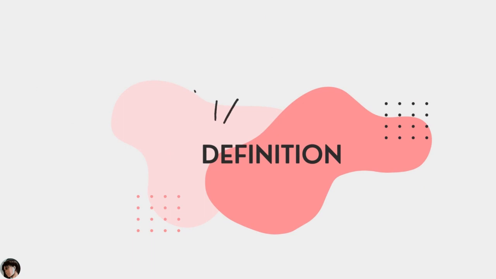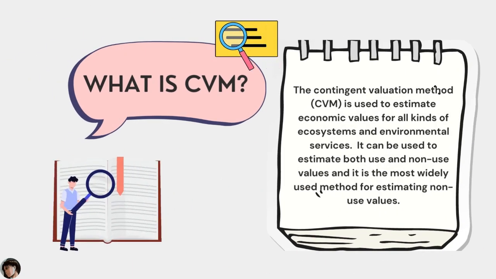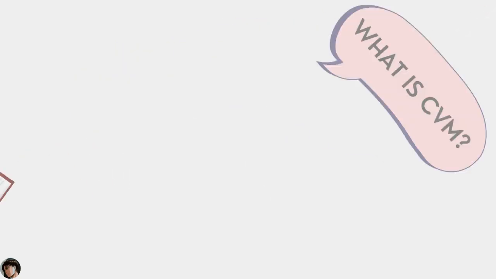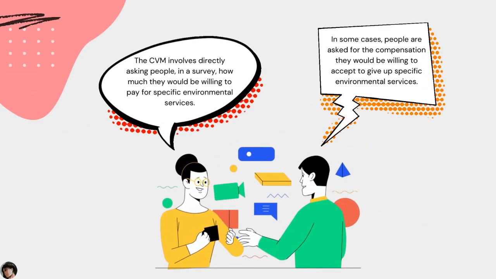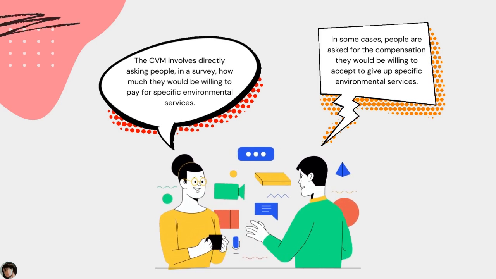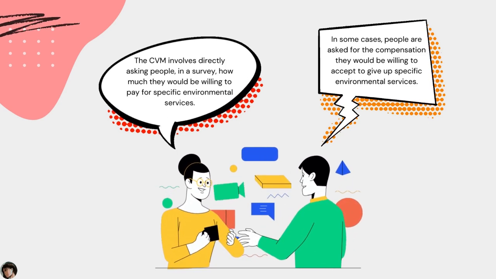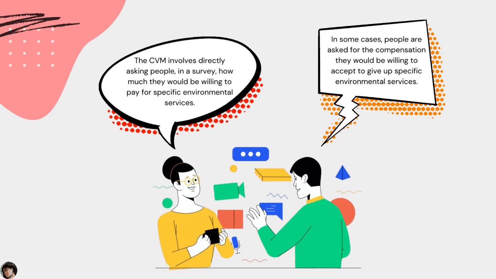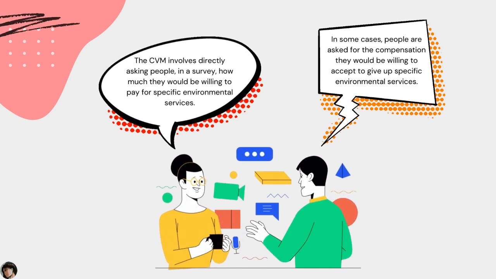Okay, we will go to the definition of the contingent valuation method. What is CVM? The contingent valuation method, or CVM, is used to estimate economic values for all kinds of ecosystems and environmental services. It can be used to estimate both use and non-use values, and it is the most widely used method for estimating non-use values. The CVM involves directly asking people in a survey how much they would be willing to pay for specific environmental services. In some cases, people are asked for the compensation they would be willing to accept to give up specific environmental services.